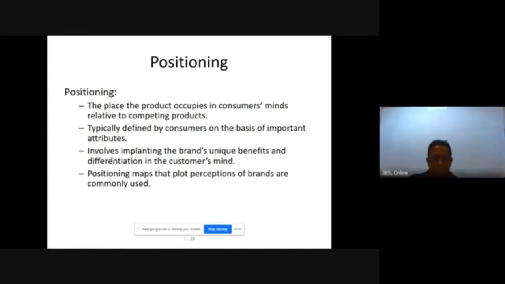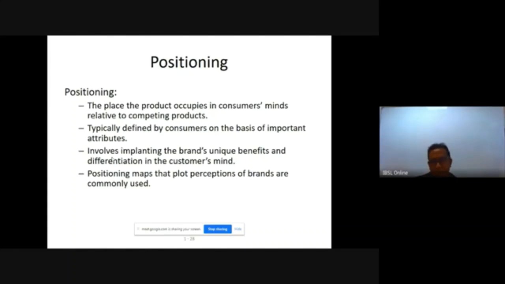Then we came to the last part of the segmentation, targeting and positioning exercise. Positioning, I said, is the place the product occupies in the consumer's mind. We talk about top of mind recall. If the positioning of your brand is strong, when people have a need to buy a certain product that you sell, your product will be recalled as the number one brand by the individual customer. It's called top of mind recall.